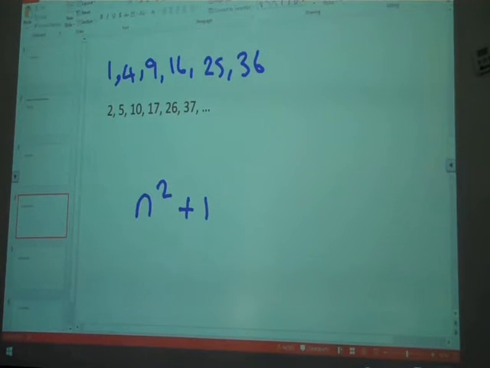Okay? Just have a little look at something else. What does this sequence go up in? From 2 to 5? From 5 to 10? From 10 to 17? From 17 to 26? And from 26 to 37?